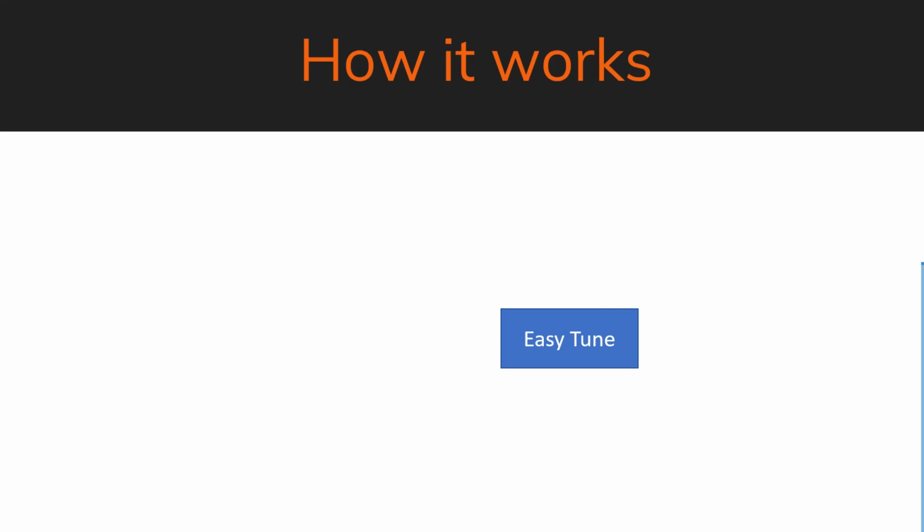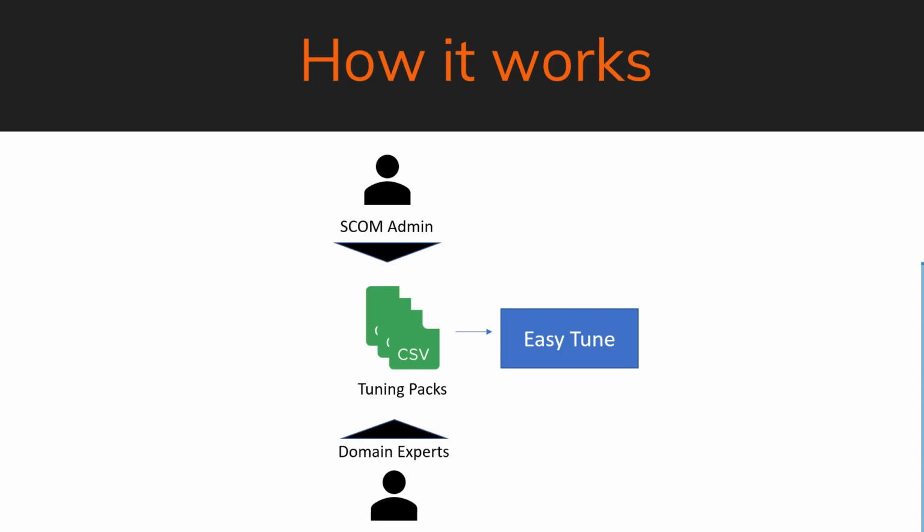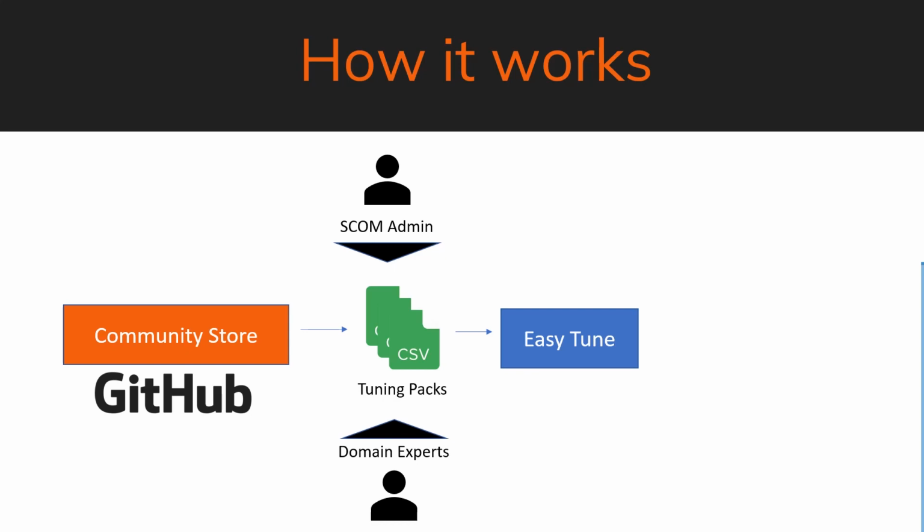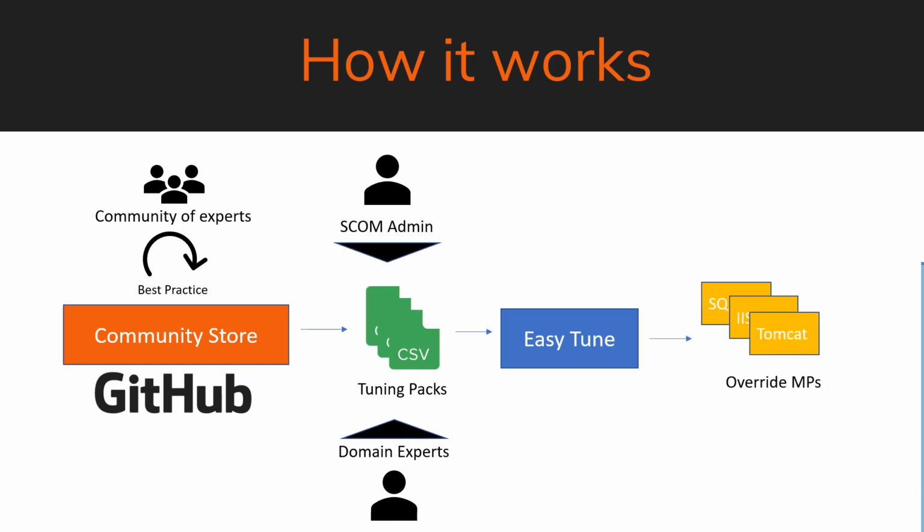So it all starts with EasyTune, which is a management pack that you import into SCOM. It consumes these tuning packs, these CSV files, which are contributed to between the SCOM administrator and domain experts to figure out what wants to be tuned and what the domain experts want that tuned to. Also, as I mentioned earlier, community curated best practices form the tuning packs that make up the product, and they're contributed to by experts from the community. And the result is overrides stored in sensibly named management packs in SCOM. So there we go. That's the 2-second version of how it works.